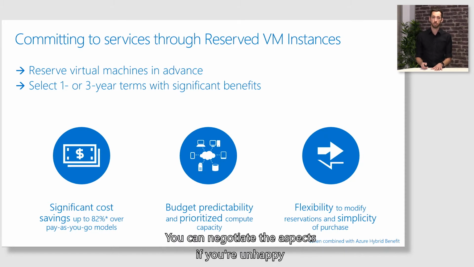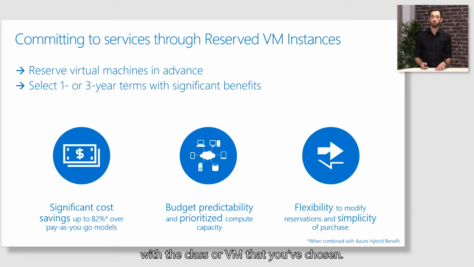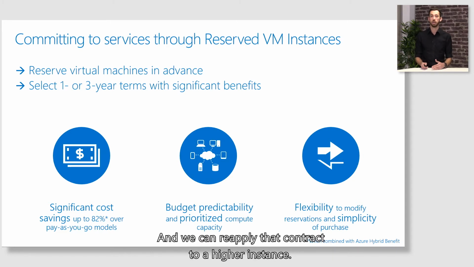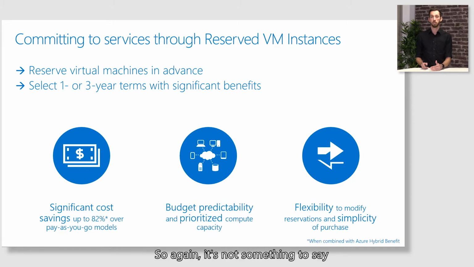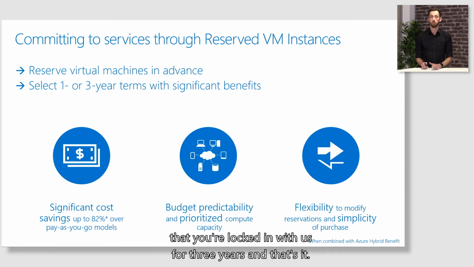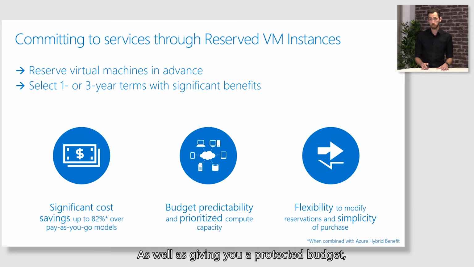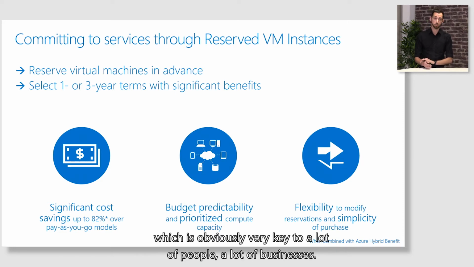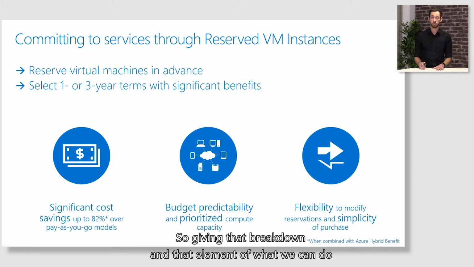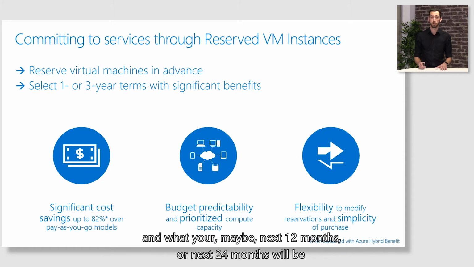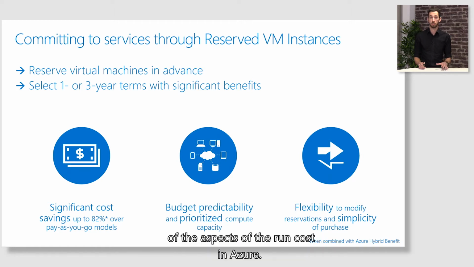You can negotiate if you're unhappy with the class or VM that you've chosen, and we can reapply that contract to a higher instance. So it's not that you're locked in with us for 3 years and that's it. There's certainly a lot of flexibility there, as well as a protected budget, which is very key to a lot of businesses. So that gives you a breakdown of what we can do, and what your next 12 months or 24 months would be for the run cost in Azure.